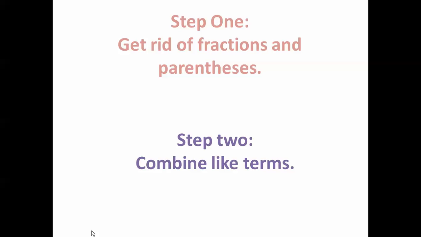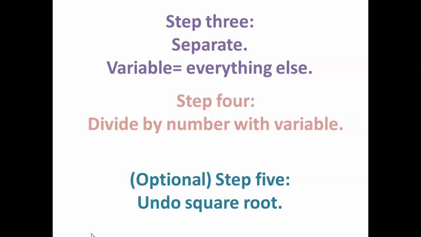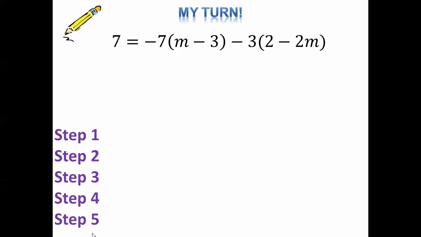Here's our steps. Again, we've written these down. We should have them in our notes. Step 1, step 2, step 3, and step 4, and then our optional step number 5. Real quick, turn to your partner, talk about the 5 steps, talk about what they are and when we use them.